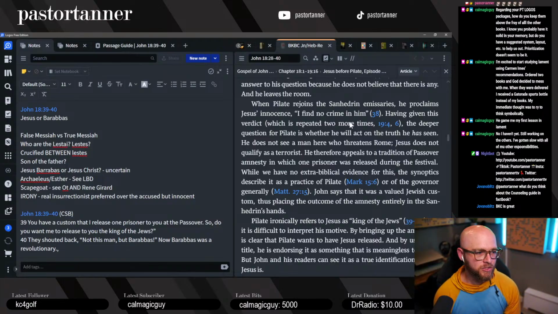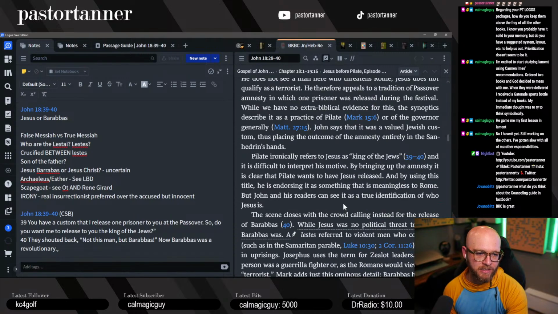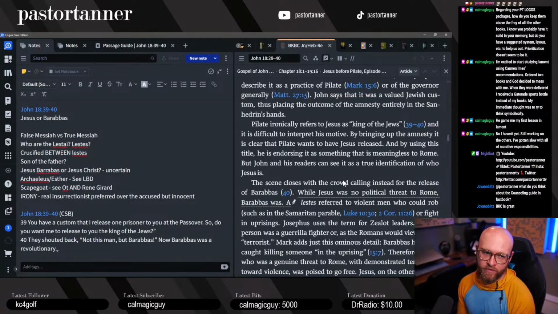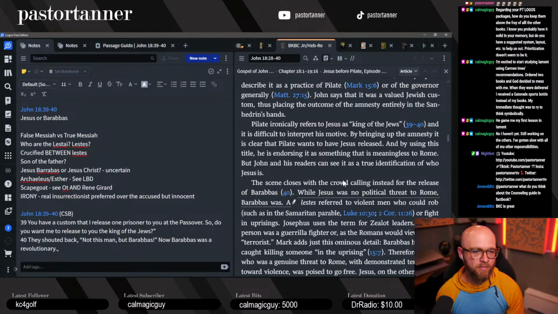He therefore appeals to a tradition of Passover amnesty in which one prisoner was released during the festival. While we have no extra biblical evidence for this, the synoptics described it as a practice of Pilate or of the governor generally. John says that it was a valued Jewish custom, thus placing the outcome of the amnesty entirely in the Sanhedrin's hands. Pilate ironically referred to Jesus as king of the Jews, and it is difficult to interpret his motive. By bringing up the amnesty, it is clear that Pilate wants to have Jesus released, and by using this title, he is endorsing it as something that is meaningless to Rome. But John and his readers can see it as a true identification of who Jesus is.